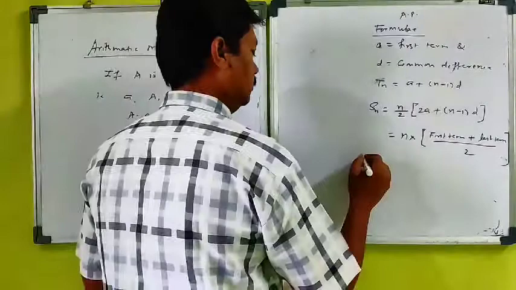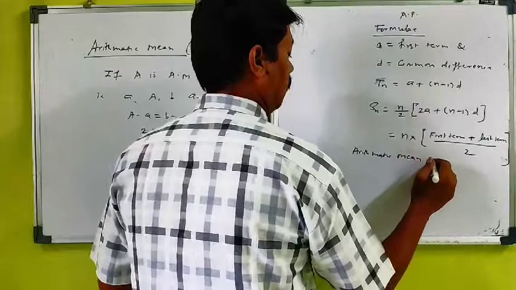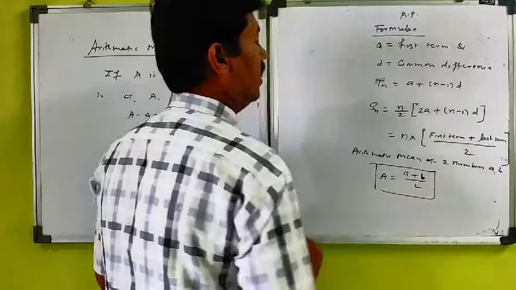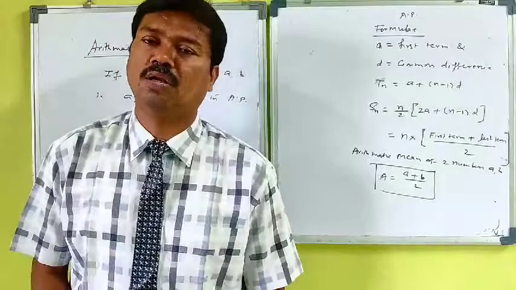The arithmetic mean of two numbers a and b is A equals (a plus b) upon 2. So the arithmetic mean of two numbers is always given by A equals (a plus b) upon 2.